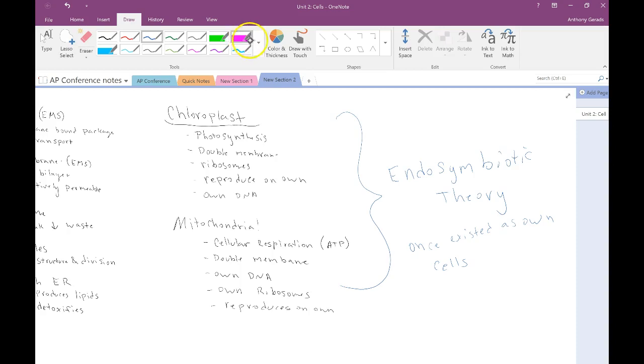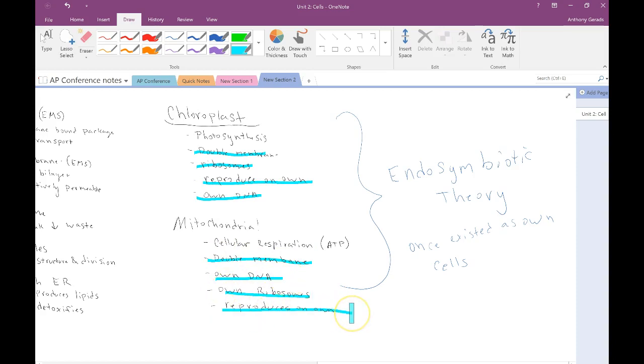Your biggest pieces of evidence that we have for that are going to be double membrane, own DNA, own ribosomes, reproduce on their own. They have a membrane, they have their own DNA, they have ribosomes, and they also have cytoplasm. Do you remember what those four are the requirements? Cell membrane, genetic material, cytoplasm, and ribosomes. All cells must have those four things. Those have those four things.